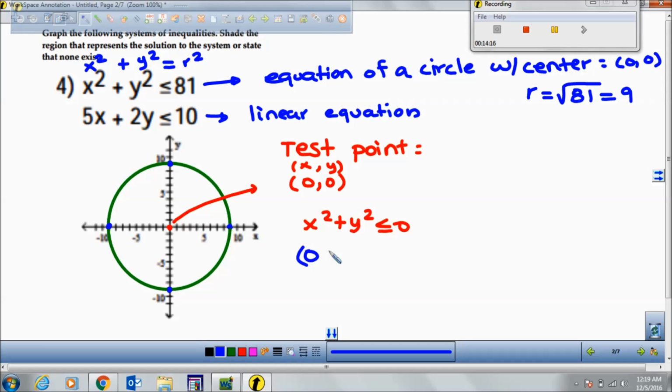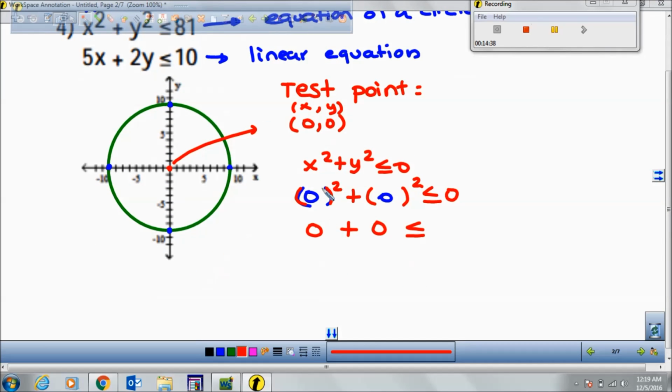So 0 squared plus another 0 squared. And you want to see if, when you simplify this, it gives you a true inequality, if it satisfies the inequality. 0 squared is 0, plus 0 squared is 0. So 0 plus 0 is going to be 0.